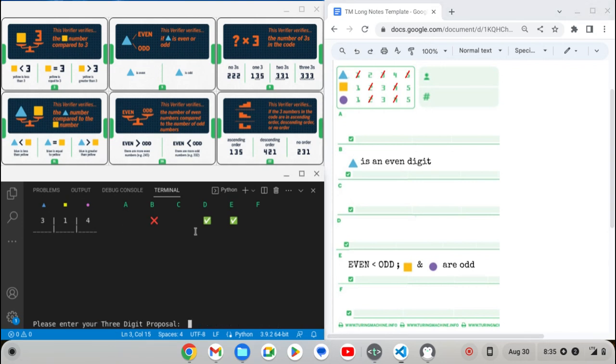Okay, but it did approve of my proposal. As I stated earlier, triangle is larger than square. 3 is greater than 1, so it's true that triangle should be greater than square. So let's go ahead and type that up in the notes for section D. And that is that, again, triangle is greater than square.